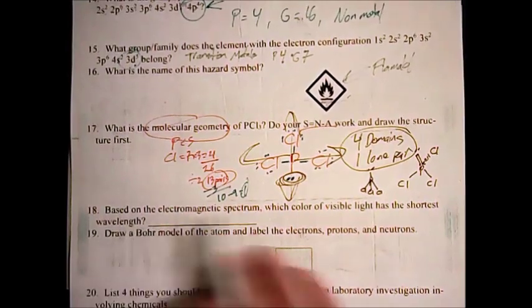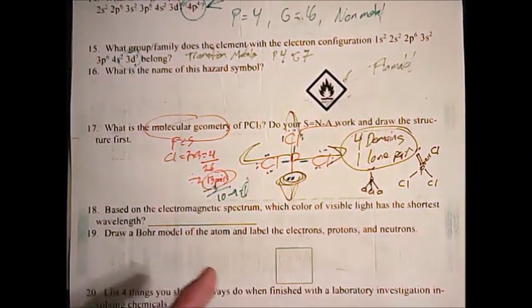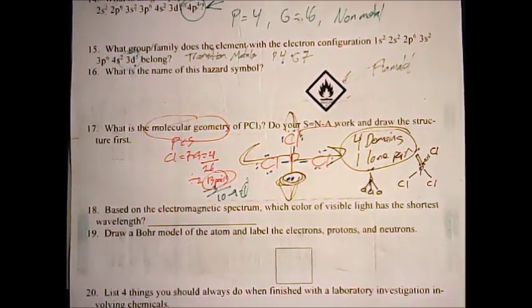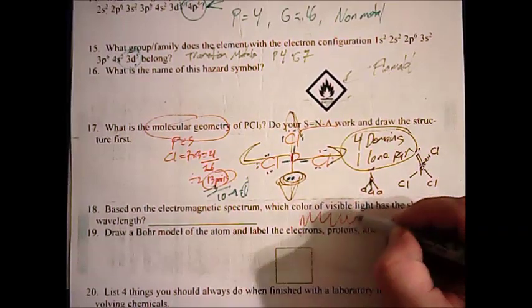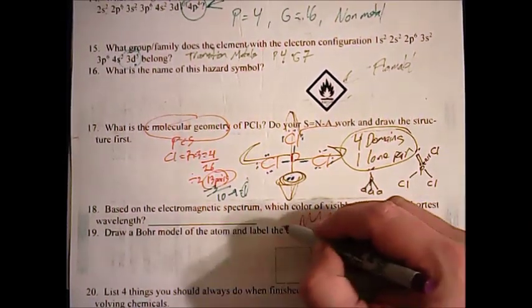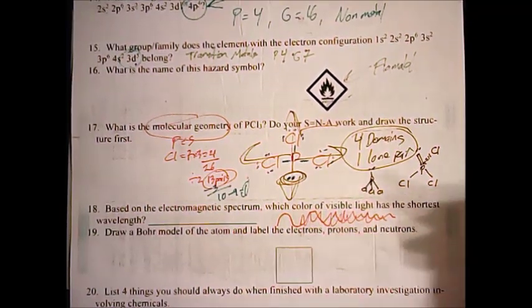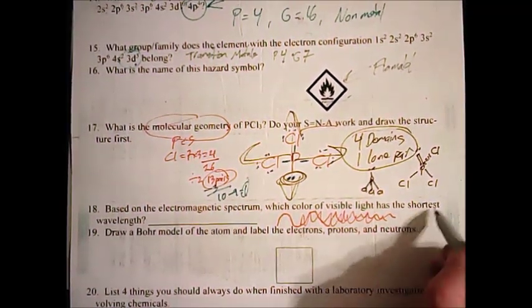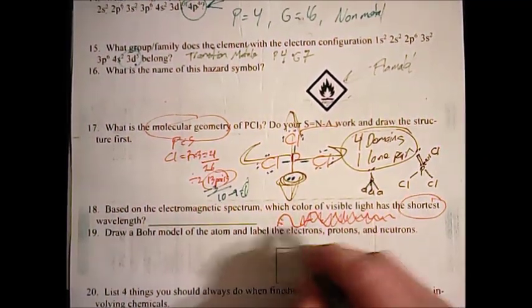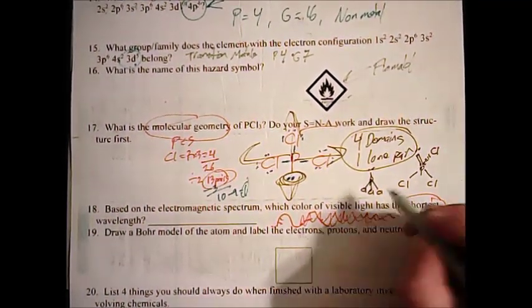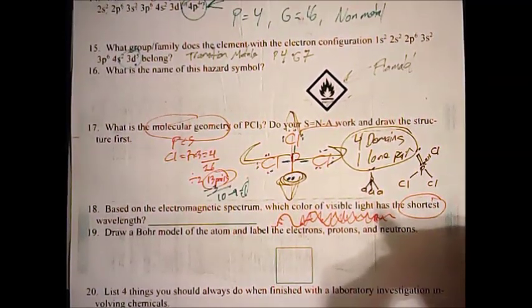Next, based on the electromagnetic spectrum, which color of visible light has the shortest wavelength? You'll probably be given a picture. The picture will be one of those little squiggly line pictures. It'll start off real broad on one side and then narrow to the other side. Remember, it says shortest wavelength, so wavelength is the distance between the waves. So wherever they're close together, that's what you want.